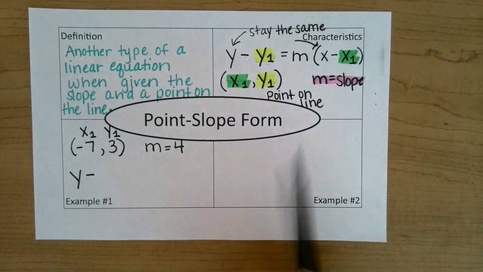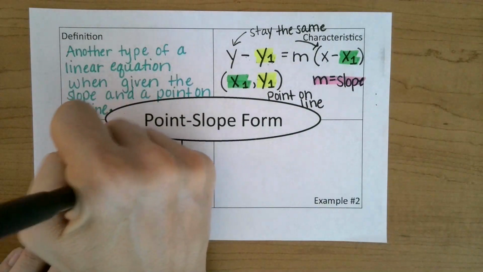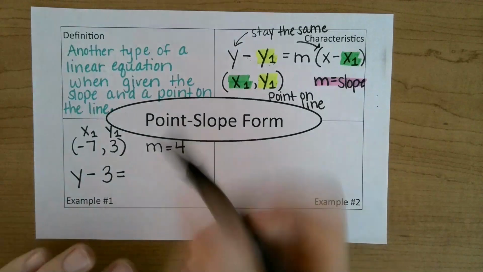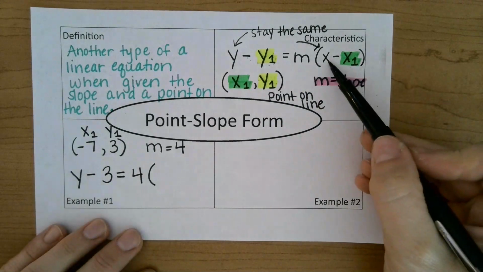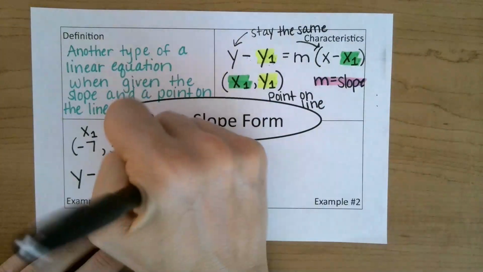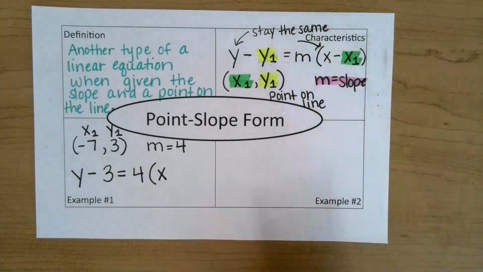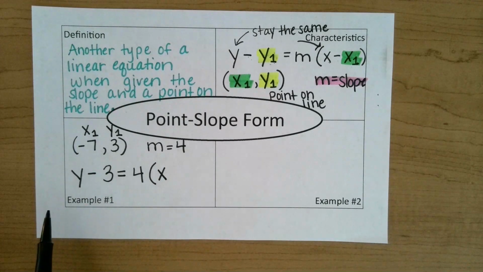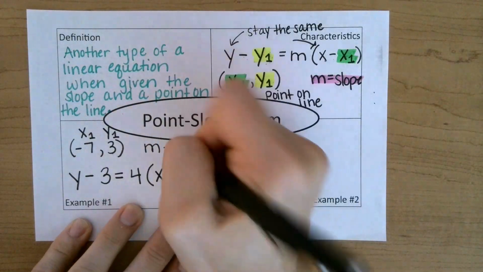So then we would just plug it in. The next number is y sub 1, so that's our 3. So we would do y minus 3 equals. And then m is our slope 4, and then you would always put the parentheses after the slope. And then again, this x doesn't change. The only thing that changes is if we're subtracting x sub 1, and x sub 1 is negative, what happens when we have minus and negative? It turns positive. So I want you to write it as positive, so it would become plus 7.